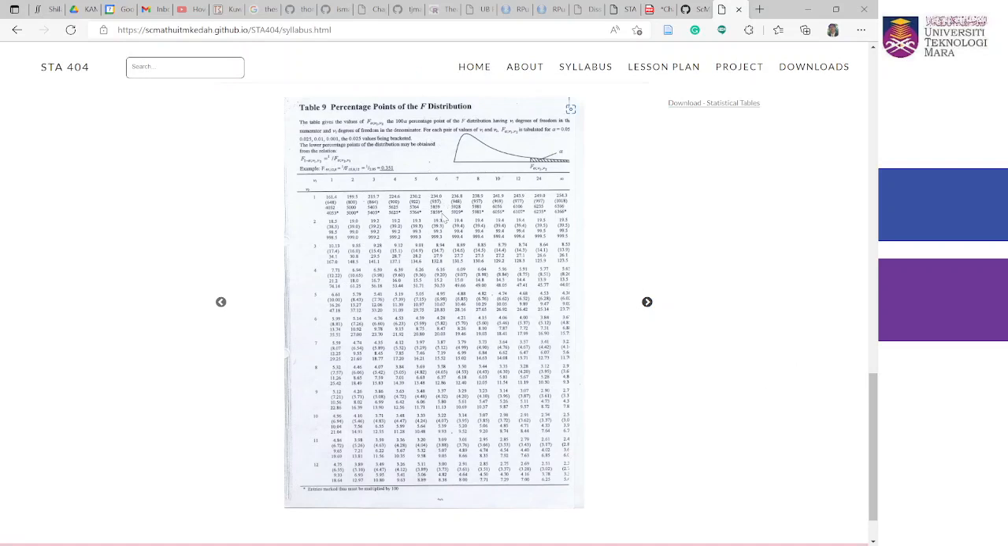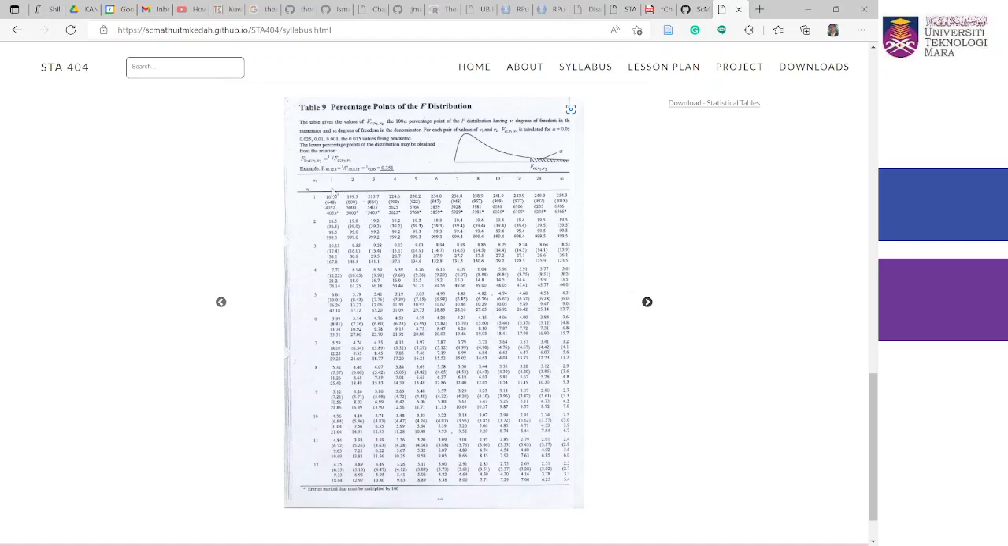Okay, if you look here, this is the table. Hopefully you can refer to your own table. I'll just explain. So you have V1 at the top. The above part here is V1, the columns, and the rows will be referring to V2, the degrees of freedom for the second one.